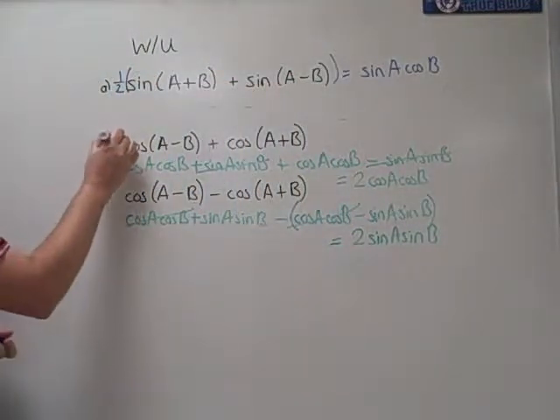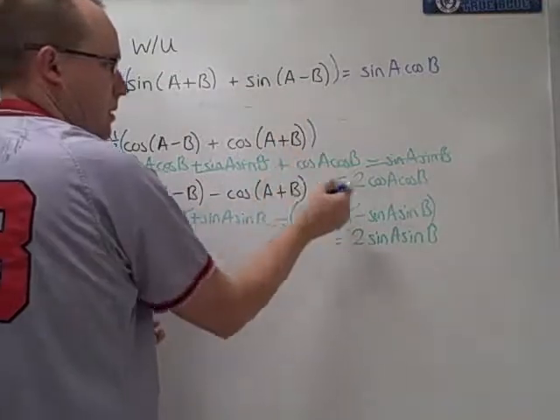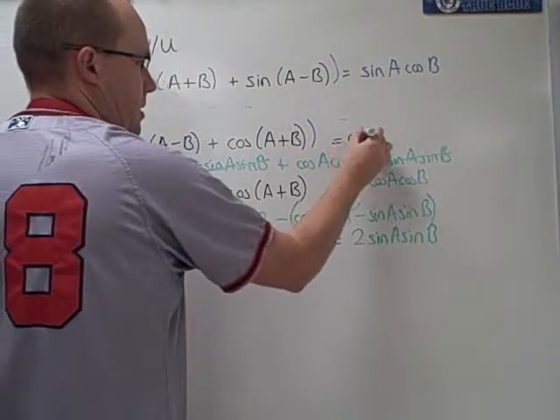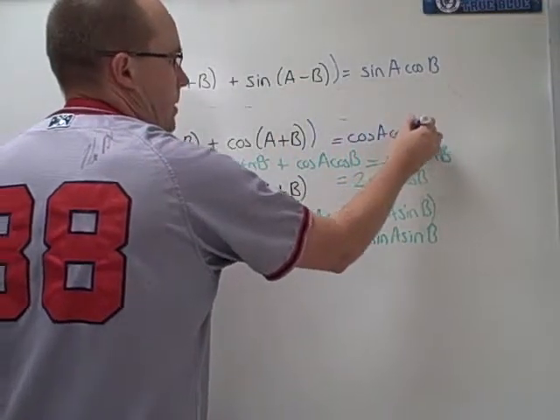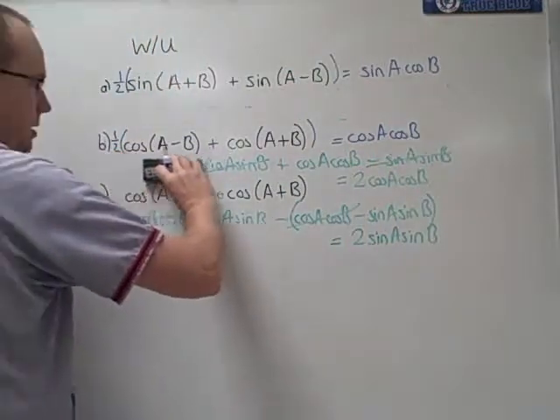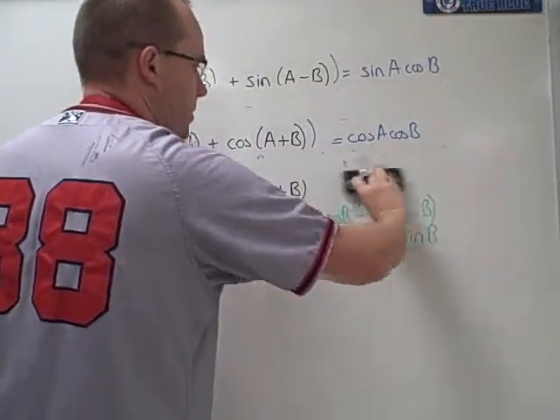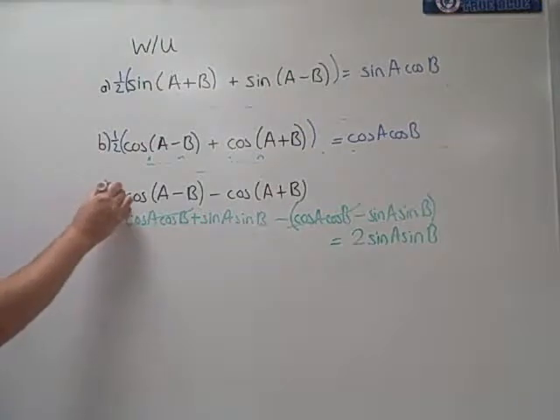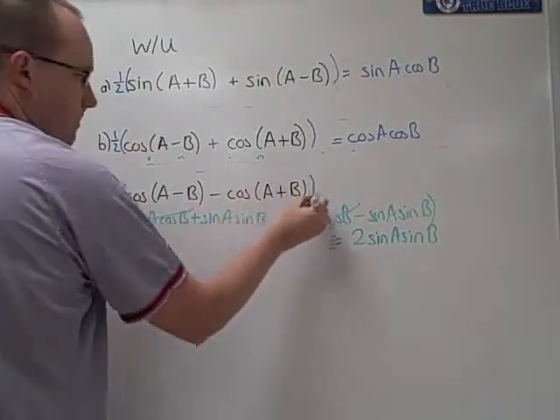Similarly with this one, if we divide both sides by 2, and this will end up to just be cosine A cosine B. Now we can get rid of all our steps that we did. And then same for the last one, divide everything by 2.